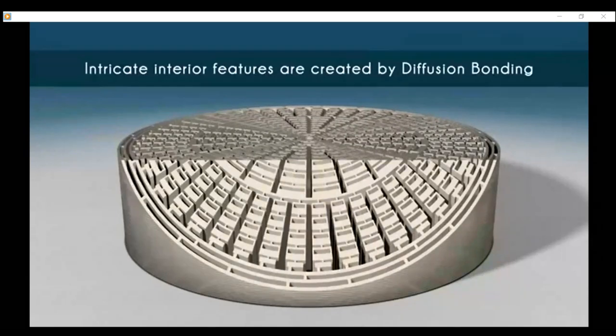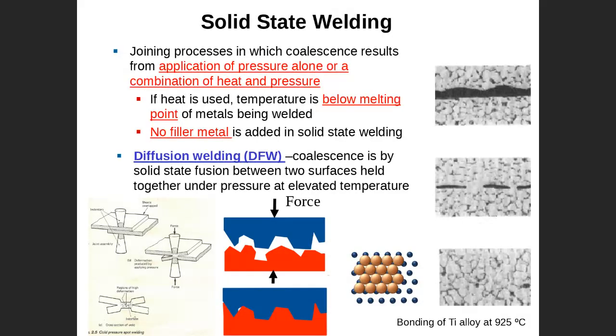Okay, let me go back to the slide. So this is what we call diffusion bonding. So diffusion bonding, as I said, is where material will migrate up and down, then finally material joins material. So it is solid state, and we also call it diffusion state welding.